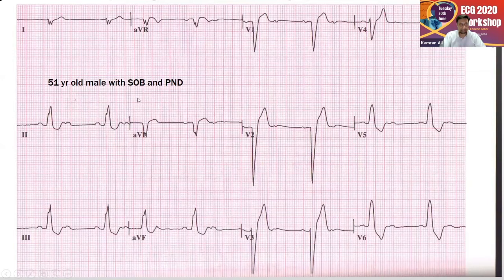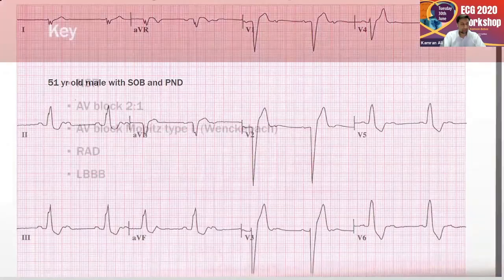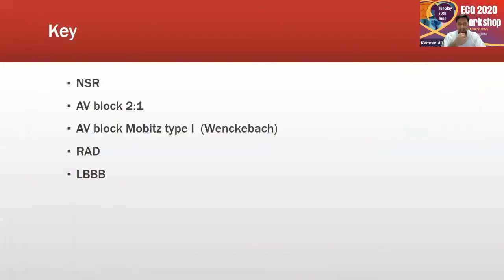Axis, lead 1 is negative, aVF is upward, so right axis deviation. It's a left bundle branch morphology, a wide complex. Yes. So left bundle, 2-to-1 AV block, right axis deviation. These are the diagnoses that I want you to be able to ascertain when you're looking at an ECG like that.